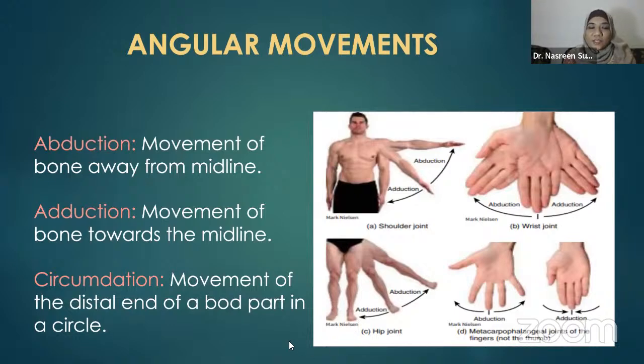Now, circumduction. Movement of the distal end of a body part in a circle. If you are moving the wrist joint in a circle, then it is called circumduction. Many examples are there for abduction and adduction: in the shoulder joint, the wrist joint, the hip joint, the metacarpophalangeal joints.